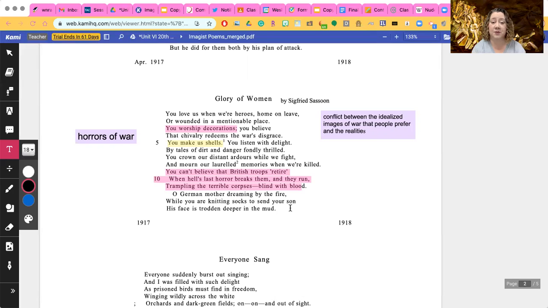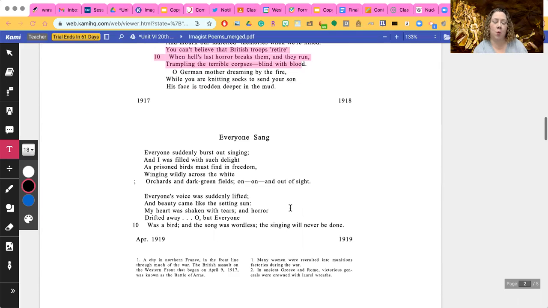Not a super uplifting poem. So this one demonstrates the qualities of the effect of World War I on writers directly, because Siegfried Sassoon was a soldier in World War I.